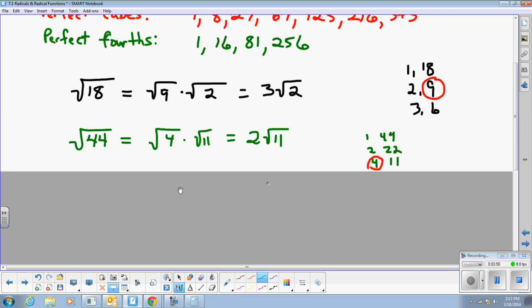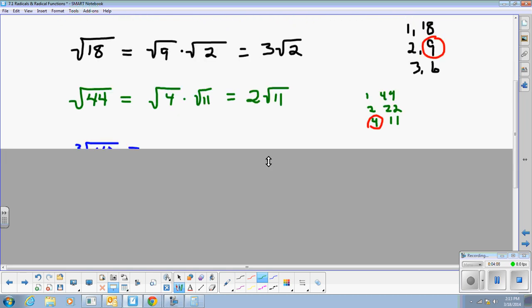And there we have it. That is considered to be simplified. I've taken out any perfect square factor. They are on the outside of my radical, being multiplied times whatever is the irrational number that was left behind.